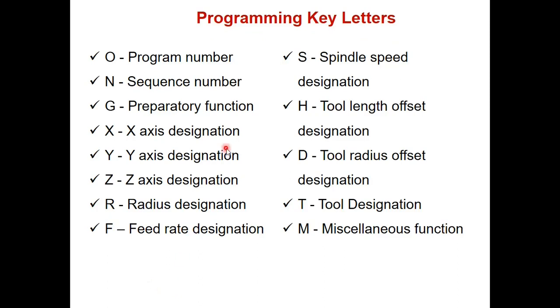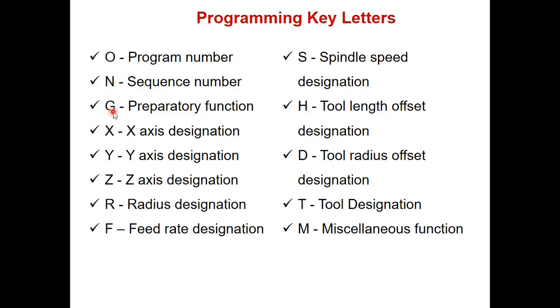So what are these programming key letters? We have a few key letters here. O is for program number. What it means is whenever any program number is given, it should start with O. So O123 is my number, O545, something like this. N is the sequence number, the line number. So I can have N10, N20, the next line numbers.